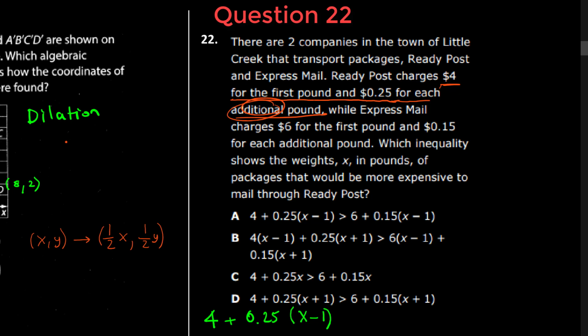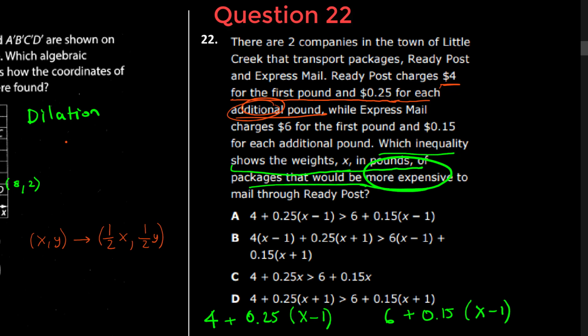Likewise, the express mail will charge $6 for the first pound plus the rate of $0.15 for each additional pound. So I'll not multiply it by x, I'll just multiply it by x minus 1 because I paid already for the first pound. Which inequality shows the weights x in pounds of the packages that would be more expensive to mail through ReadyPost? So the first value is to be more expensive, so greater than the second value. So the correct answer that gives me that is A.